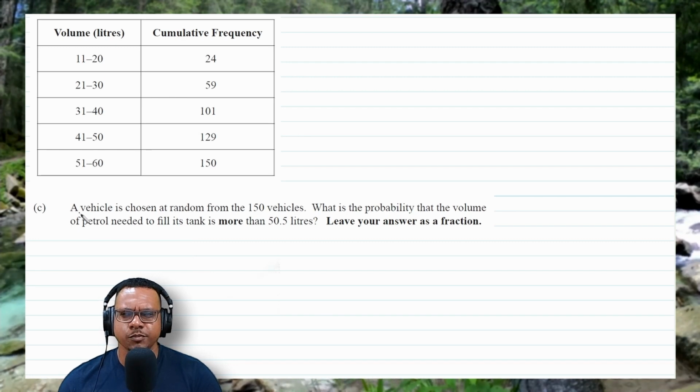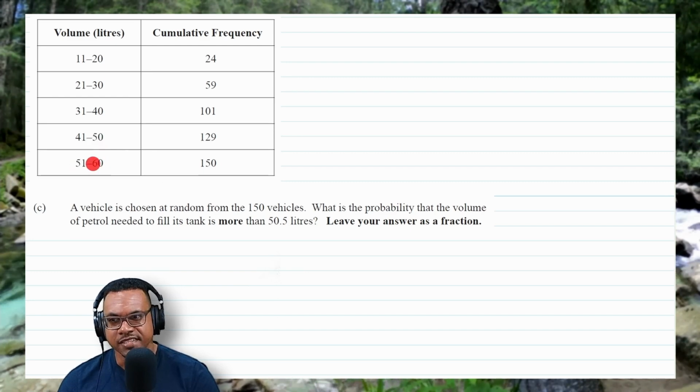All right, so now for part C, we have a vehicle is chosen at random from the 150 vehicles. What is the probability that the volume of petrol needed to fill the tank is more than 50.5 liters? All right, so first we're going to locate the class interval for 50.5. So 50.5 to 60.5 will be this class interval.